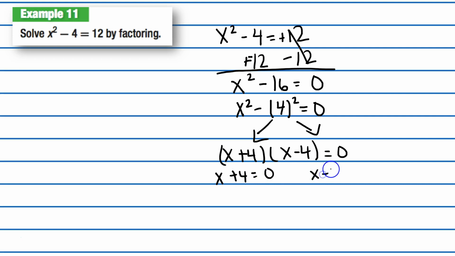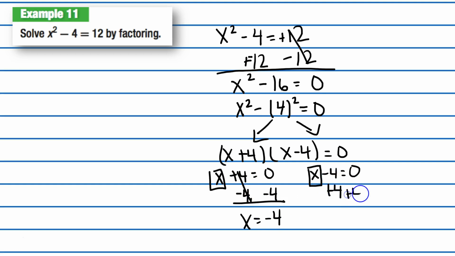And then x minus 4 is equal to 0. Let's get x by itself. Go ahead and box it. I'm going to box both of them real quick. Opposite of positive 4 is negative 4, so subtract 4 from both sides. x is equal to negative 4. So that's gone. Opposite of negative 4 is positive 4. x is equal to positive 4. And here are both your solutions.